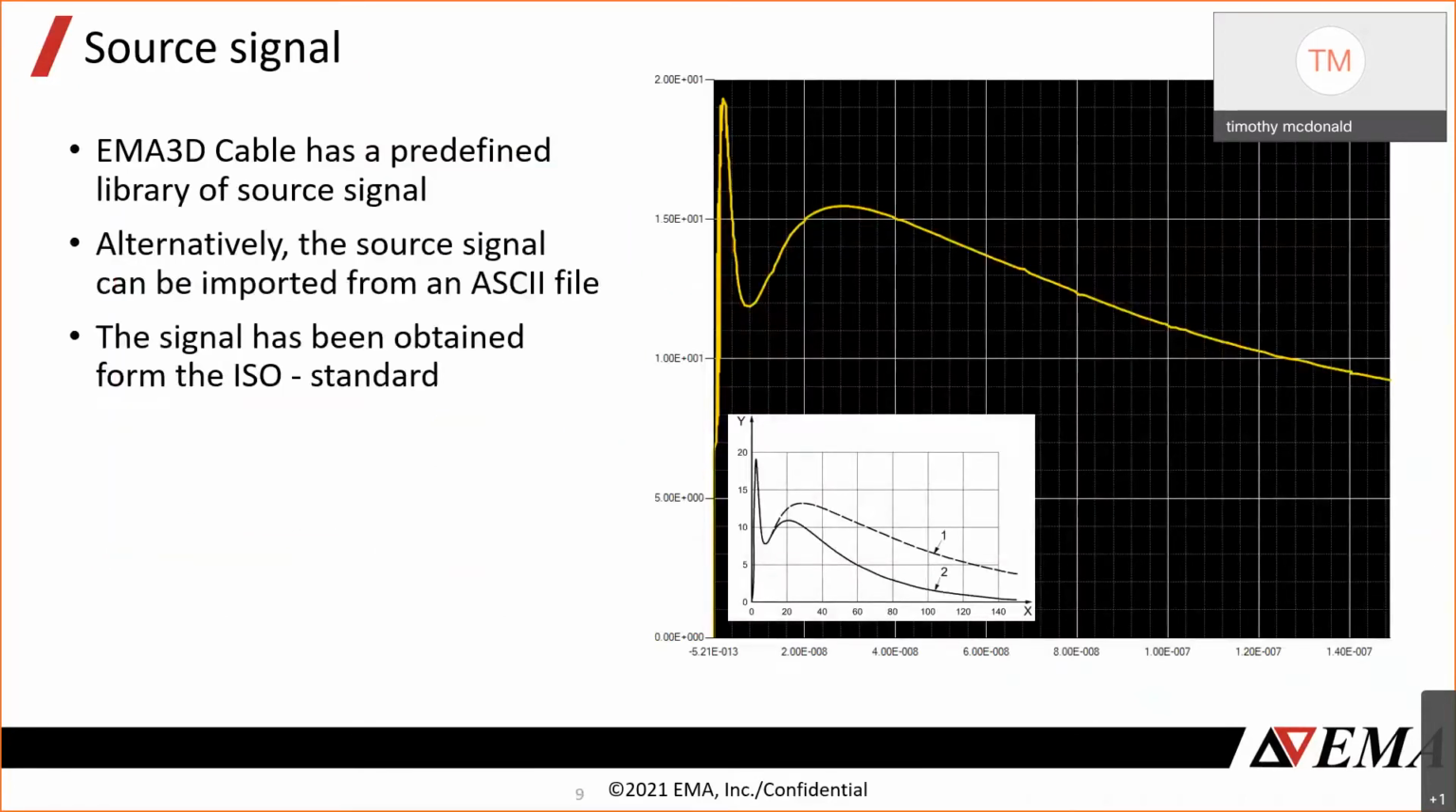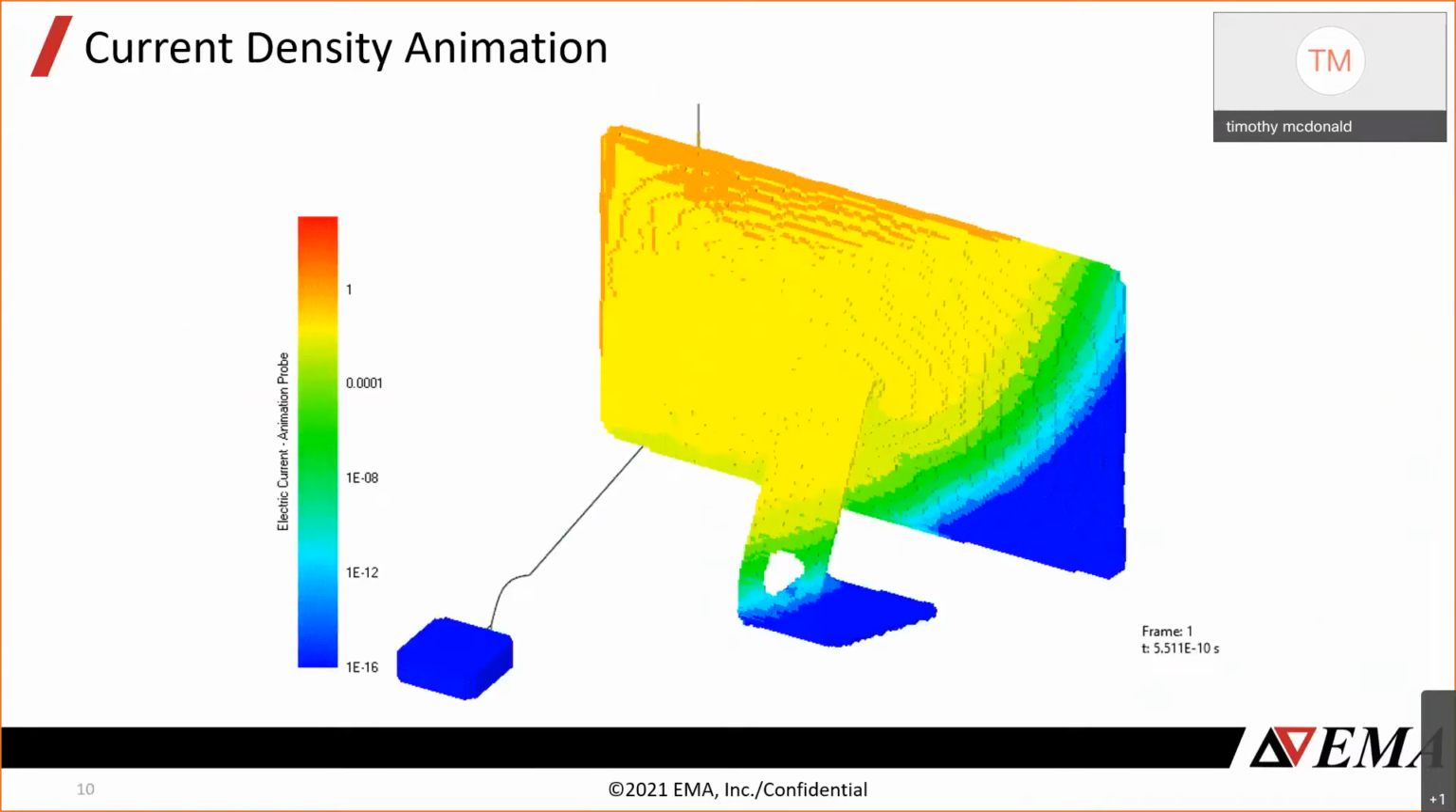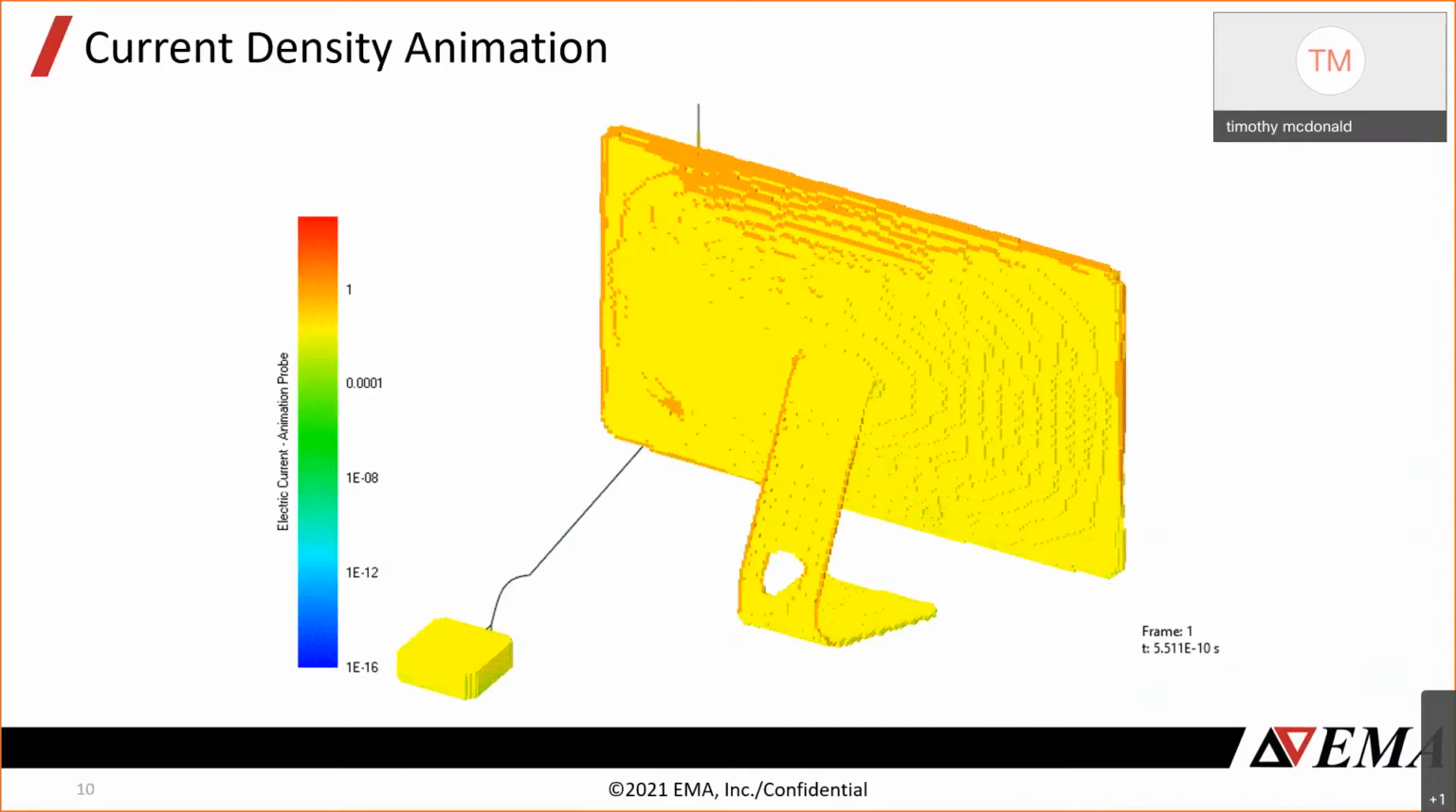So EMA3D cable, true to its name, is a very straightforward tool to model the cable effects. So let's start with the ESD source signal. There's a predefined library of signals, but we can also pull in the signal file from an ASCII. And in this case, we're looking at the ISO standard ESD waveform. And then we're seeing the 3D simulation. You can see the staircasing effects of the EMA3D voxel style computational mesh. And you can see the current, the only path for the current is to go between the CPU and the monitor.